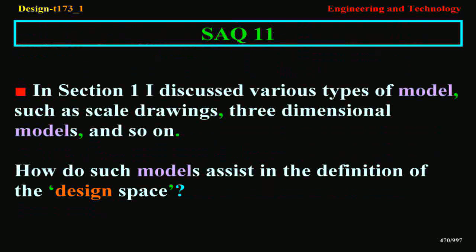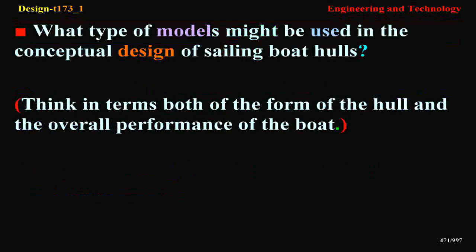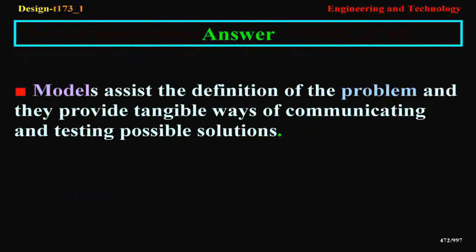Question 11. In Section 1 I discussed various types of model, such as scale drawings, three-dimensional models, and so on. How do such models assist in the definition of the design space? What type of models might be used in the conceptual design of sailing boat hulls? Think in terms both of the form of the hull and the overall performance of the boat. Answer: models assist the definition of the problem and they provide tangible ways of communicating and testing possible solutions.